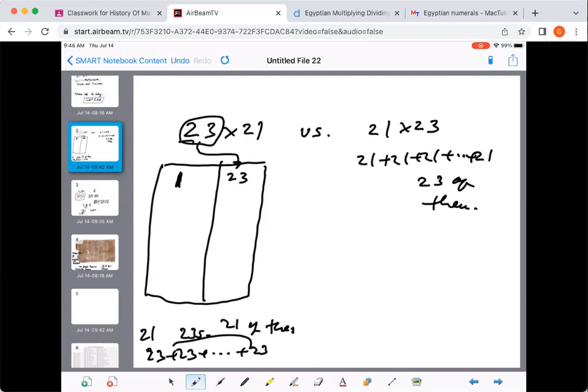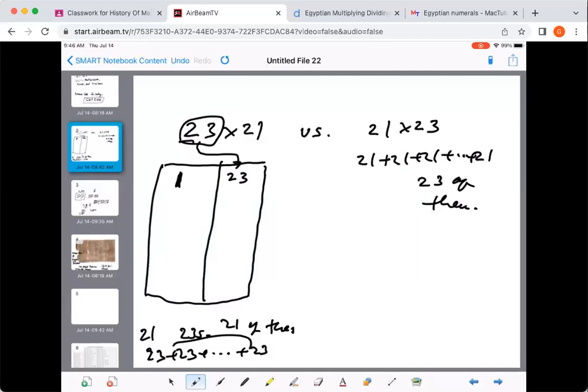So much that some of these problems on the Rhind Papyrus, when I teach them, take like an hour to go through just one of the 85 questions because they're so sophisticated with these things. But let me tell you how this works now.